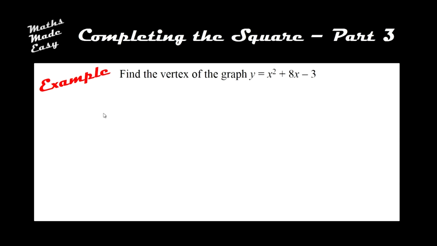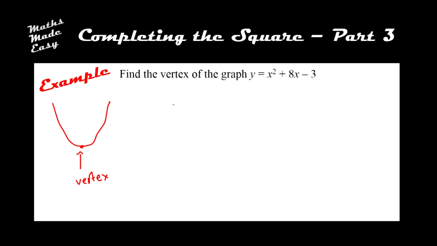Welcome to the third video in this series on completing the square. In this video we're going to be looking at how you use the completed square formula to find the vertex of a graph. So this here is a quadratic graph, so it will look something like this, a nice U shape, and the point right at the bottom here we call the vertex. So our goal is to find the coordinates of that point.